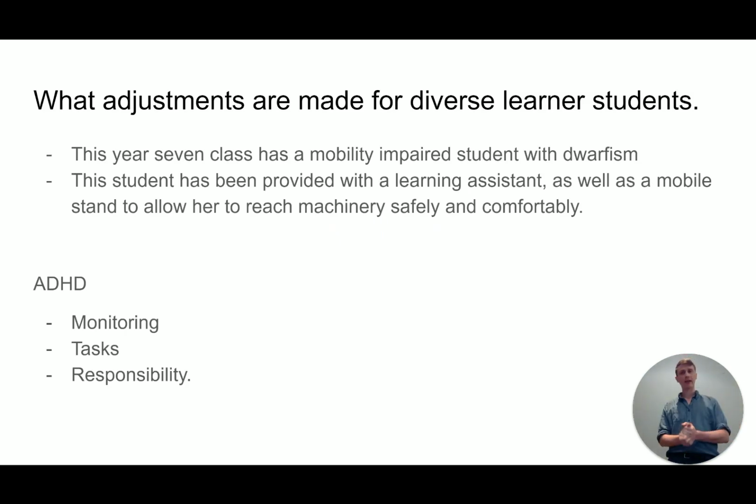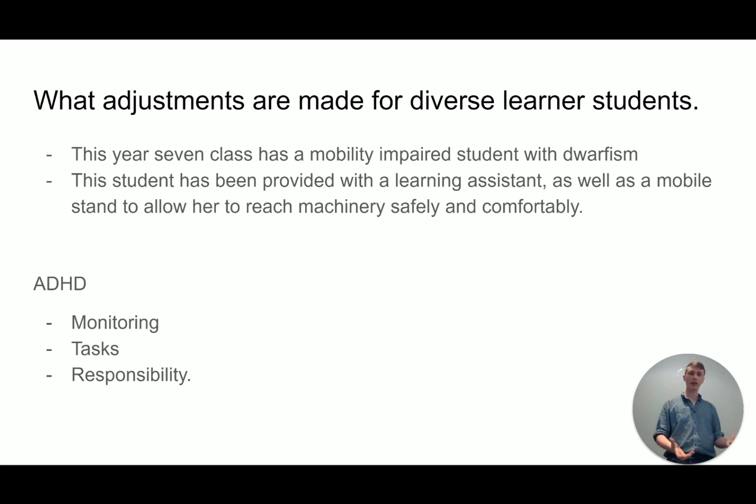At the school that I'm working at, we have a Year 7 class doing this project, and we have a student that has dwarfism. Now, it's pretty difficult to manage a student with dwarfism in a technologies lab. The benches are too high, the machines are too high, everything's out of reach for the student when it comes to tools.